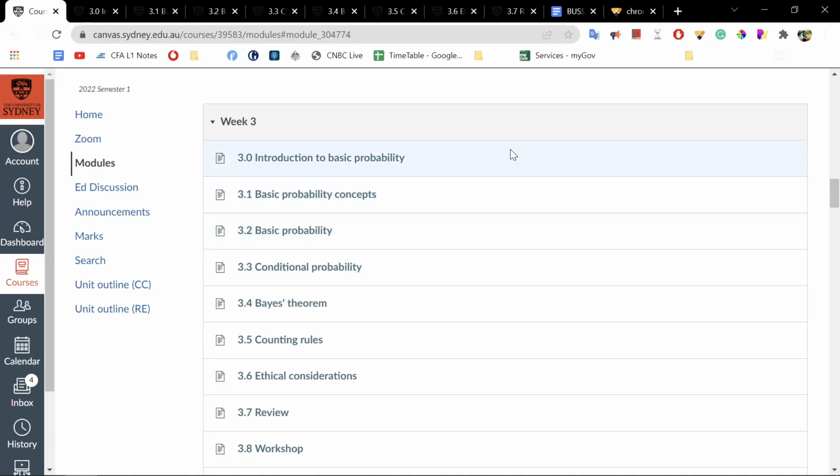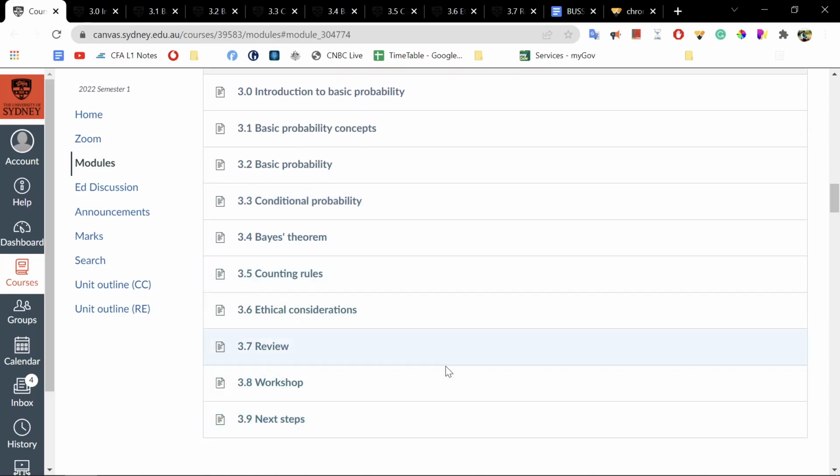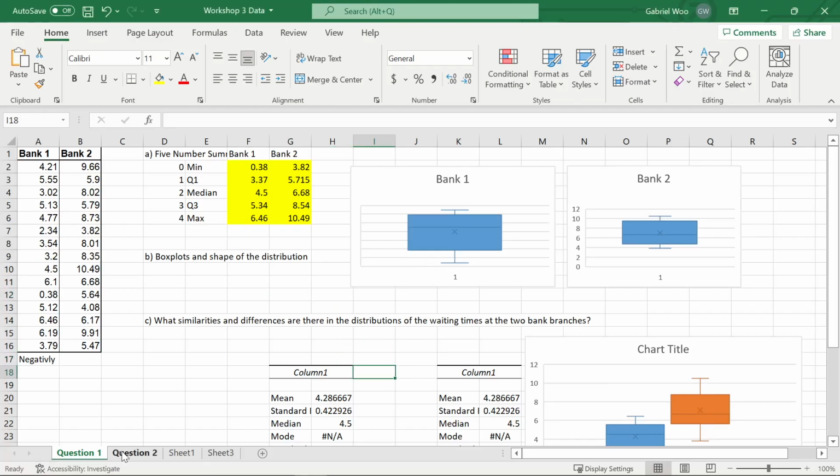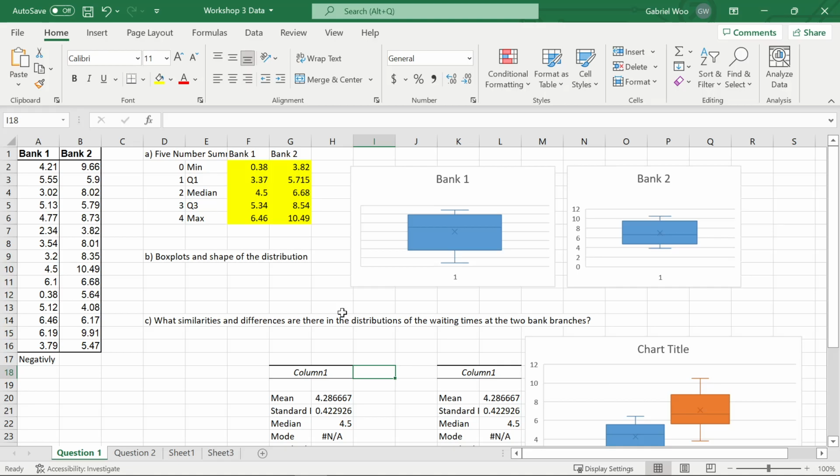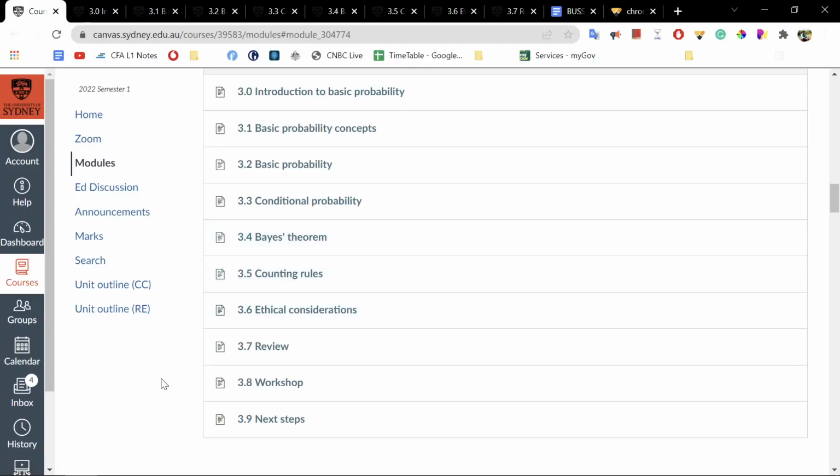BUSS1020 for week 3. So we talked about an introduction to basic probability first. So probability, what is it? What is it used for? And some basic ideas and terminology around probability. And then we are going to be talking about basic probability concepts, calculations of these concepts, basic probabilities, conditional probabilities, Bayes' theorem, and some counting rules, as well as ethical considerations, which is just some tag along ideas. Now, in addition to these, we are also going to go over the workshop, the tutorial Excel sheets for this week, which is really exciting. So let's just get right into it.